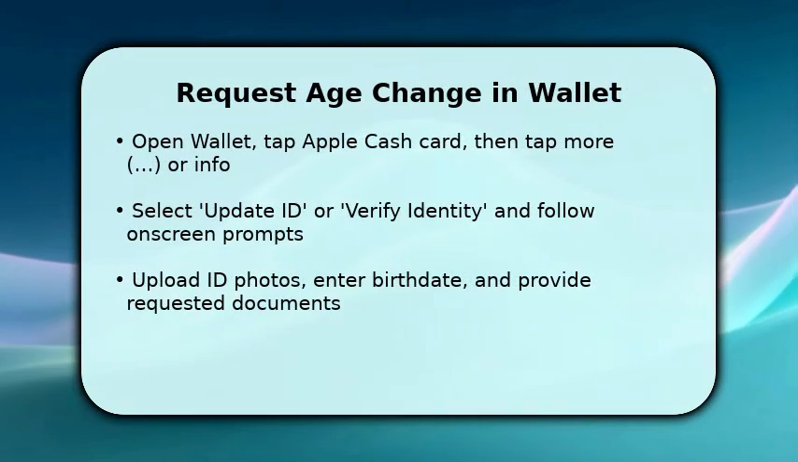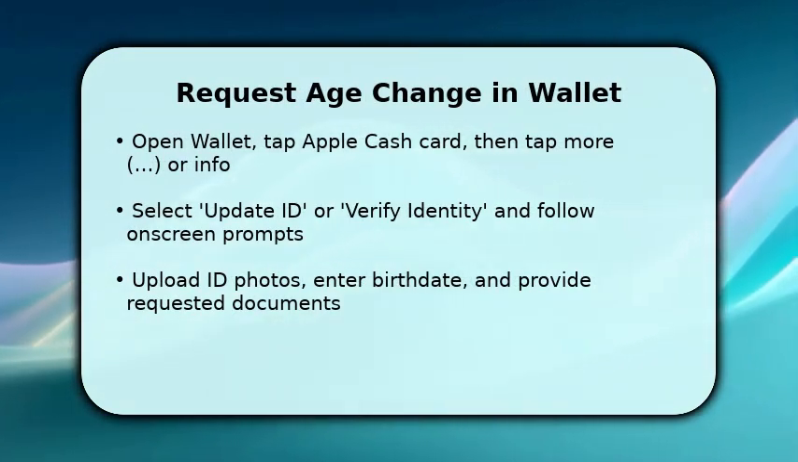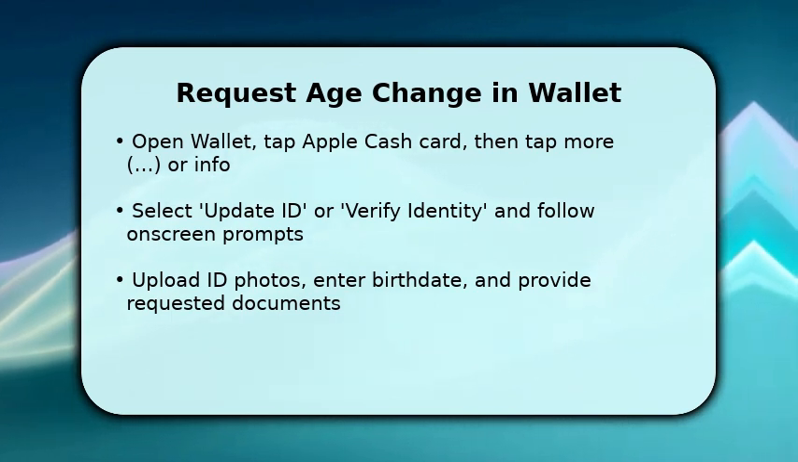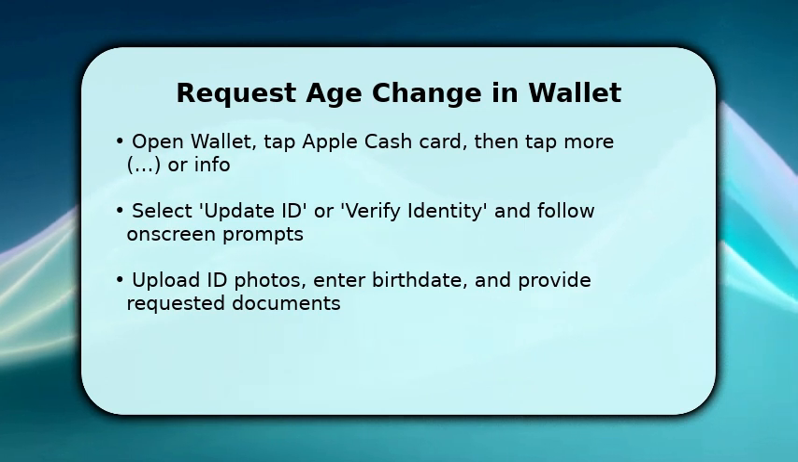Now you'll perform the core steps inside Wallet. Open the Apple Cash card, tap the More button, and choose the Verification or Update ID option. This is where Apple collects birth date and documents.